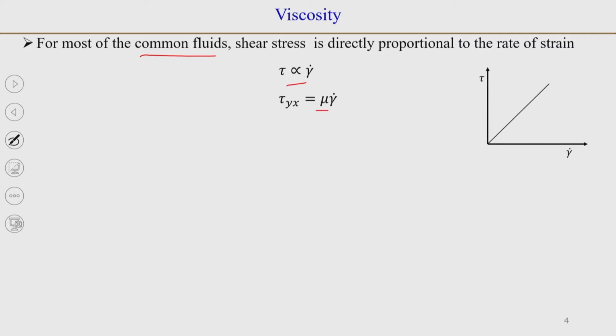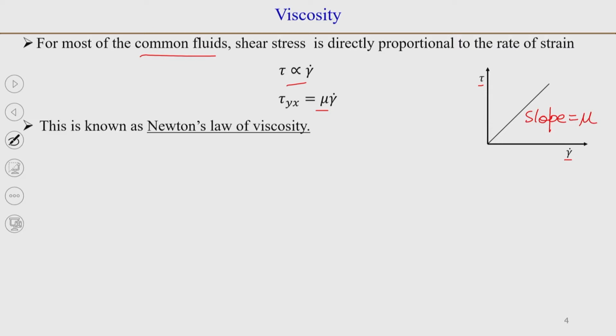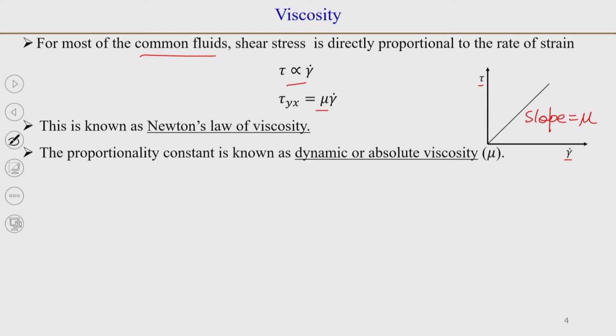So, if we plot on an xy plot a graph between shear stress and rate of strain, then the slope is what is called viscosity. Now, this is known as Newton's law of viscosity. Newton's law of viscosity simply states that the rate of deformation or rate of strain is directly proportional to the shear stress applied on it, and the proportionality constant is what is called viscosity. This viscosity is known as absolute viscosity or dynamic viscosity.